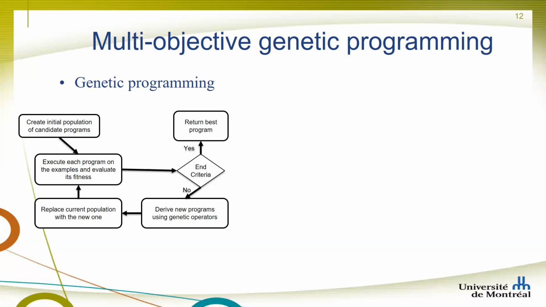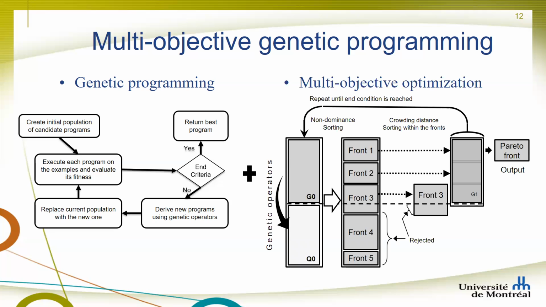At the same time, in multi-objective optimization, an example of one algorithm that we use is NSGA-II, the non-dominated sorting genetic algorithm.